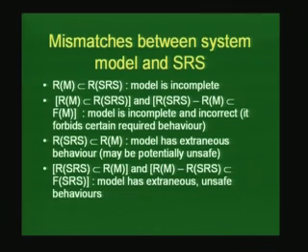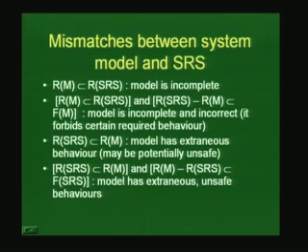But anyway, let us say, what if R of M is a proper subset of R of SRS? Remember, R of M is the set of required behavior of the model. What does this mean? The set of required behavior of the model is a proper subset of the set of required behavior of the SRS. That means that the model is incomplete. The SRS requires certain behavior to be done, but you don't implement all of it. You factor in only a subset of those behaviors.